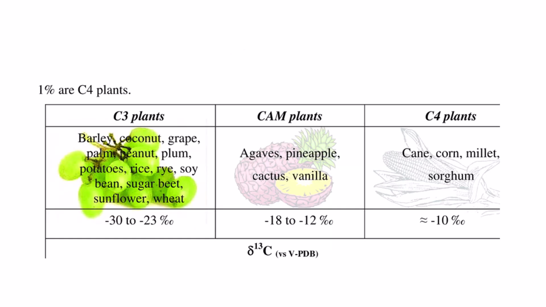Now here very quickly we will look into the examples of C3, C4 and CAM plants. Okay, so only 1% of the total cultivated species are C4. C3 are barley, coconut, grape, palm, peanut, plum, potatoes, rye, soybean, sugar beet, sunflower beet. All of these are C3 plants. CAM plants are agave, pineapple, cactus, vanilla. Okay, CAM. And C4 are cane, corn, millet, and sorghum. Okay. So cane here is referring to sugar cane. Sugar cane, maize, millet, and sorghum. These are the C4 plants.